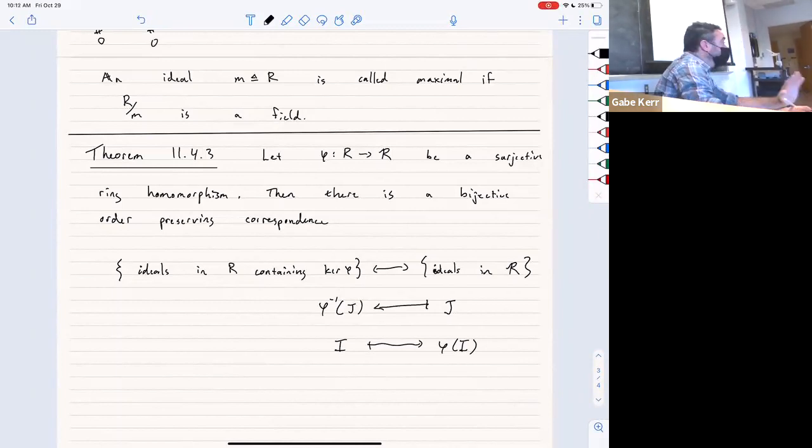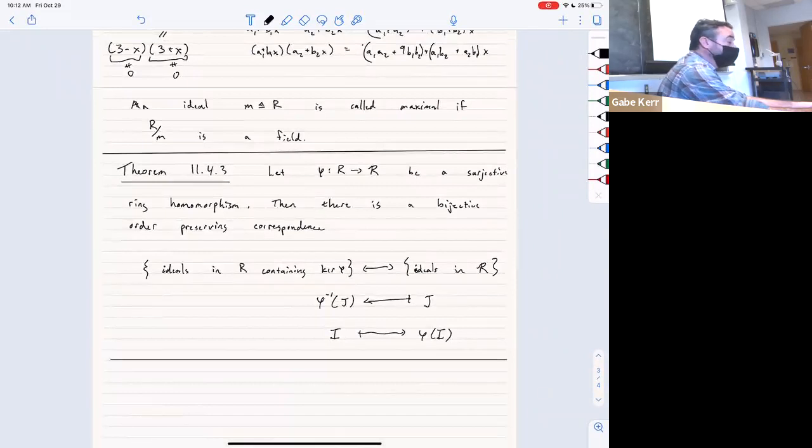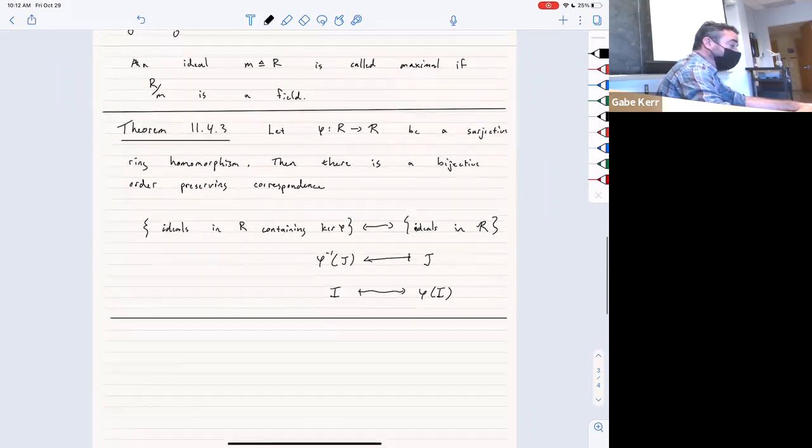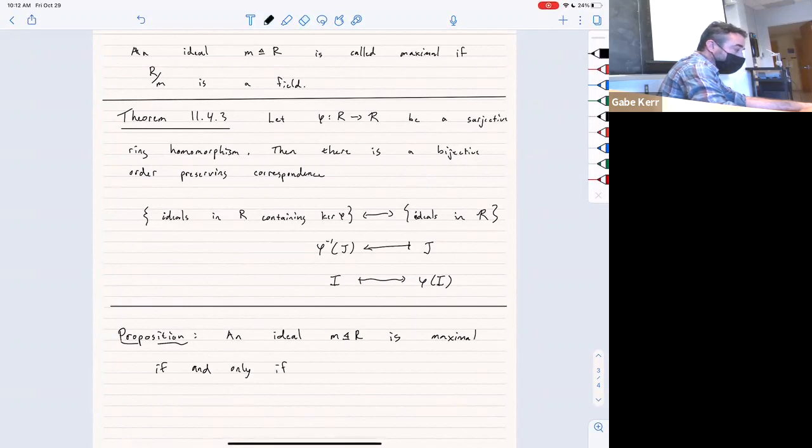Okay, I'm not going to prove this. The proof is pretty much the same as the one for groups, so you can look at that. But what it does is it gives us a rationale, at least it gives me a rationale, for defining maximal ideals this way. What's so maximal about a maximal ideal? So this is, let me call it, a proposition. An ideal M in R is maximal if and only if it is not properly contained in an ideal.